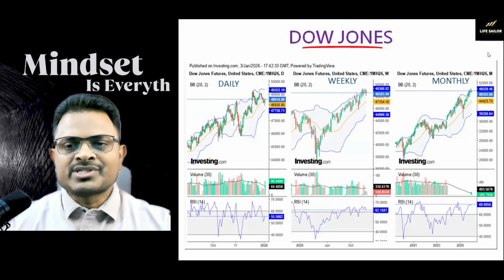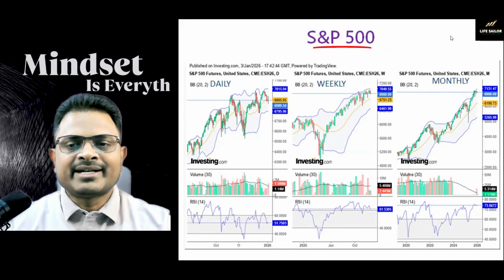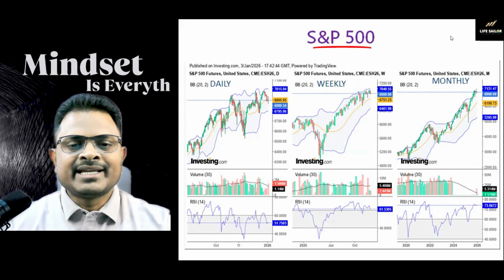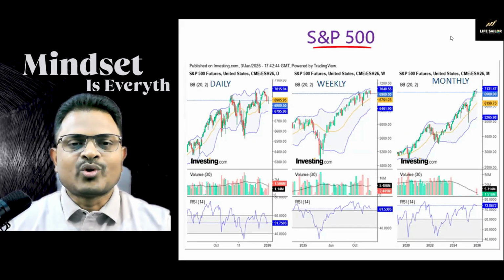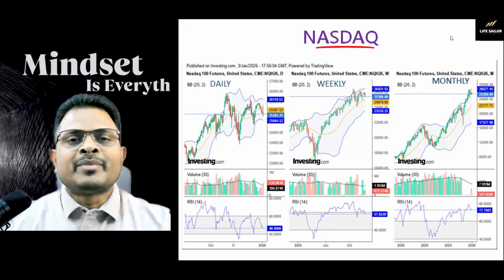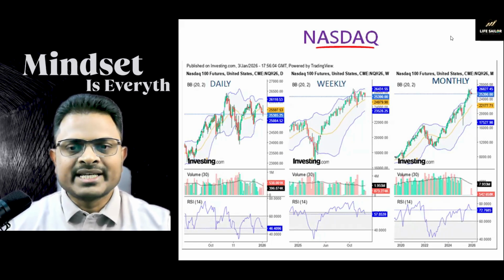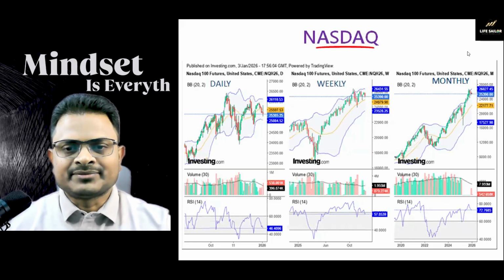First is Dow Jones: monthly and weekly RSI above 60, daily between 40 and 60. So clearly it is a trending market. Next is S&P 500: here also monthly and weekly RSI above 60, daily between 40 and 60, but mid-term and long-term trends are bullish, so no worry. Nasdaq: monthly RSI above 60, daily and weekly RSI between 40 and 60, so from the price chart it is a little bit sideways market.